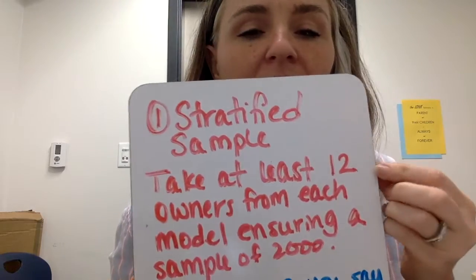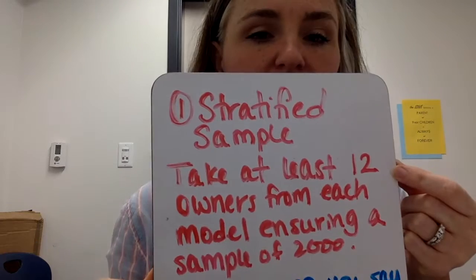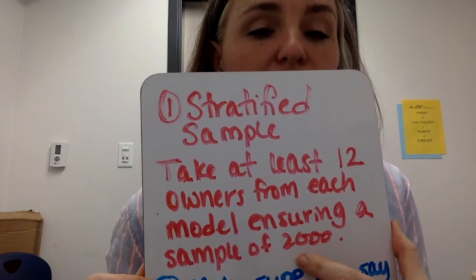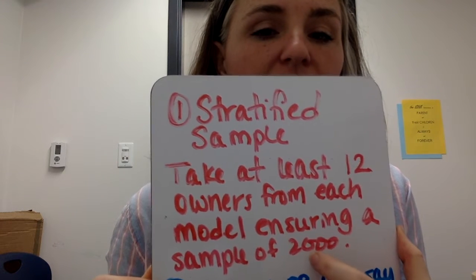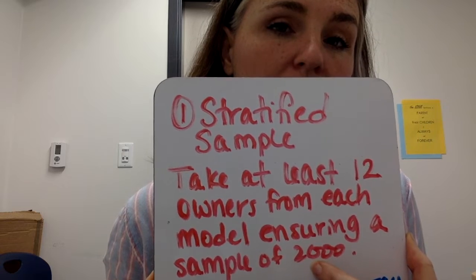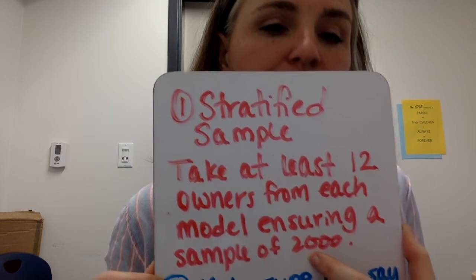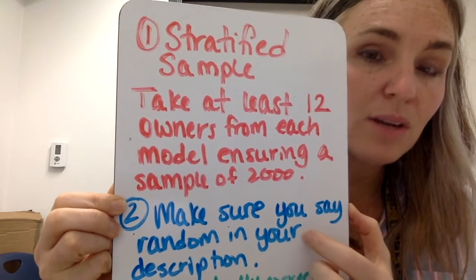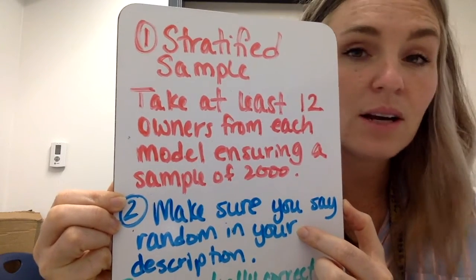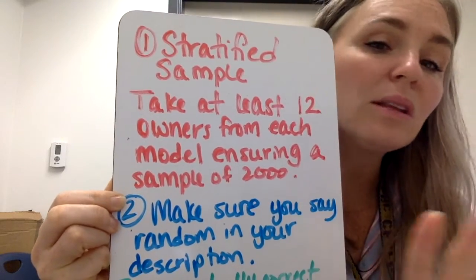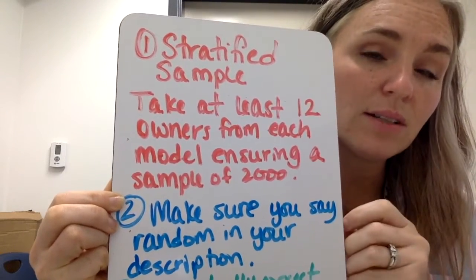You need to say in your explanation that you're going to take at least 12 owners from each model, ensuring a sample of 2,000, okay? So I fear that if you were to leave off 2,000 in your explanation, that you would not get essentially correct in this problem. At one point, you say random, because if you don't say random in your explanation, there's no way you're going to get essentially correct. Even if you say stratified, and even if it said random in the prompt, you still have to say random.